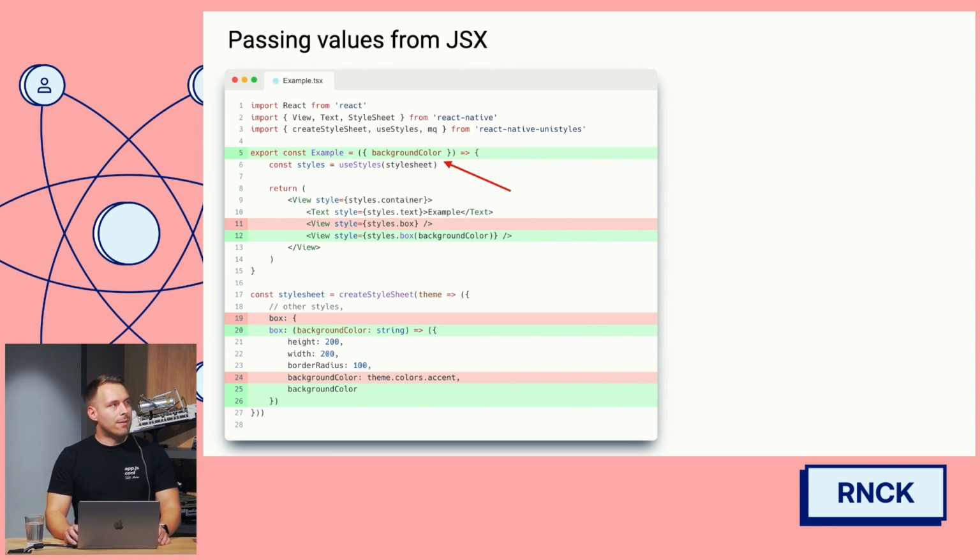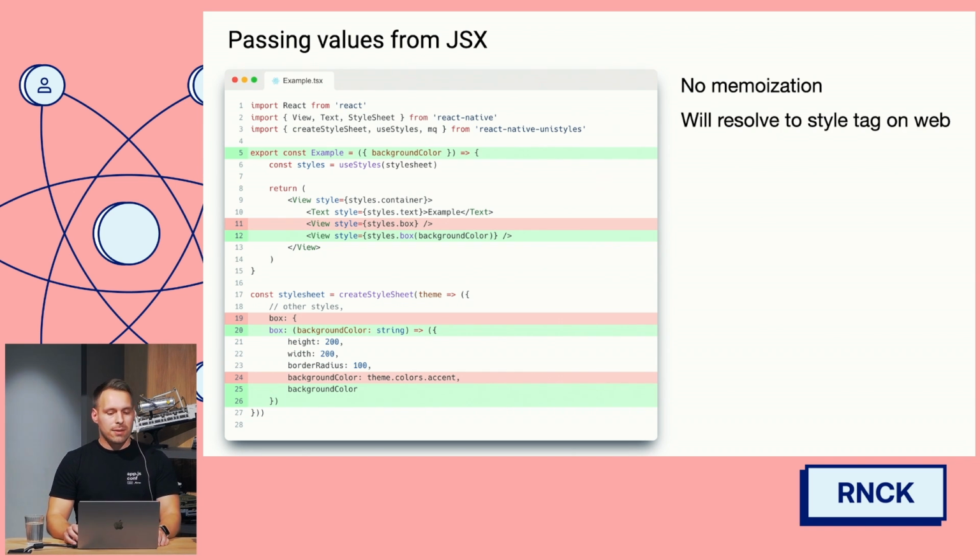What about passing values from JSX? So here, I would like to make my box dynamic. So I define a prop called background color, and with the regular style sheet, it's not possible, but here you can simply type a function, call it, change the signature, accept background color, and that's all. It will magically work too. There is, of course, no memoization because I need to call this function each time. And for React Native Web, it will be resolved to the style tag.